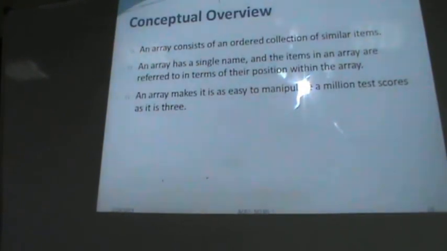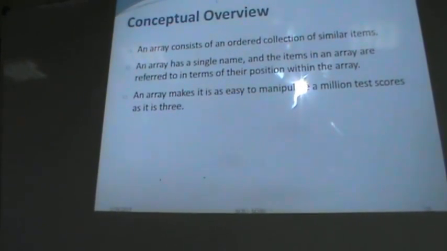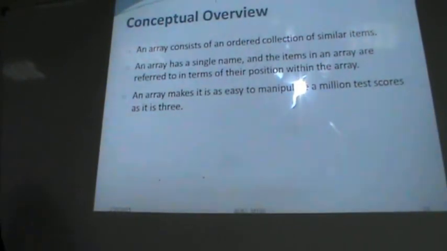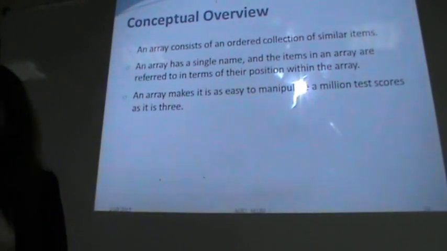Talk about arrays, one-dimensional and two-dimensional arrays. First, we will talk about one-dimensional arrays. As a definition, an array consists of an ordered collection of similar items, which means, for example, we can declare an array of integers. All the items in the array should be integers or characters.